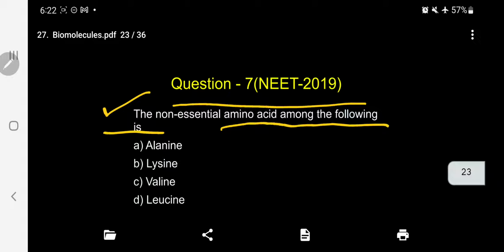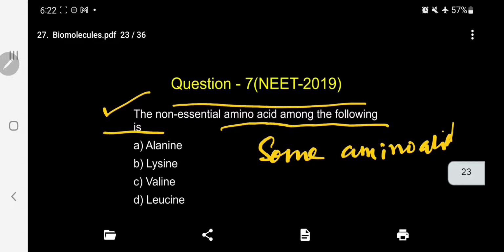Essential amino acids are essential because our body cannot synthesize them. Our body can synthesize some amino acids. The amino acids synthesized in our body are called non-essential, because our body itself is synthesizing them.